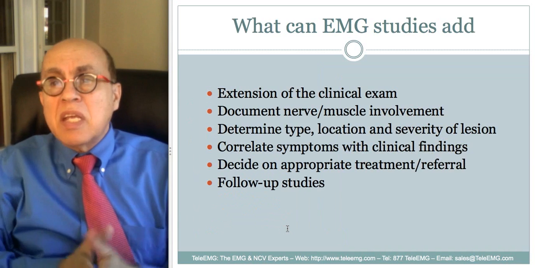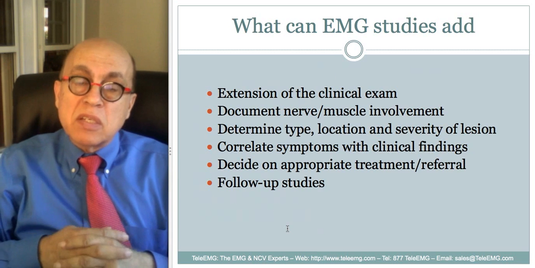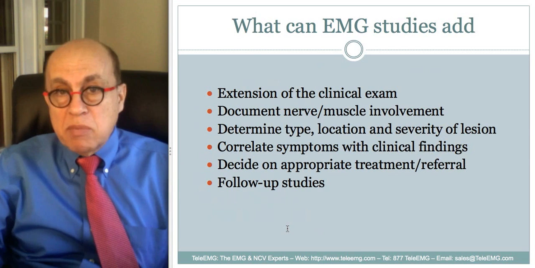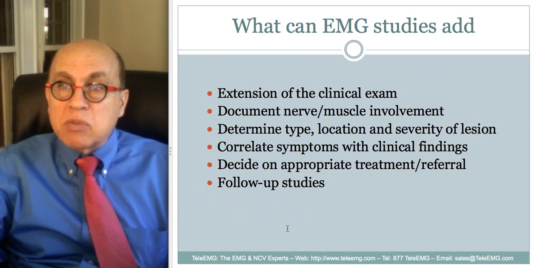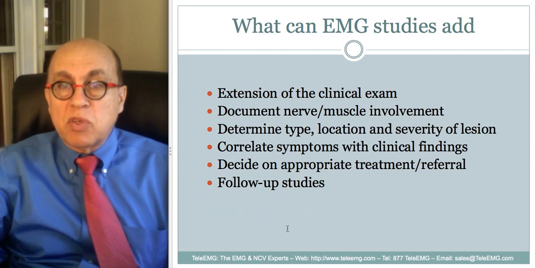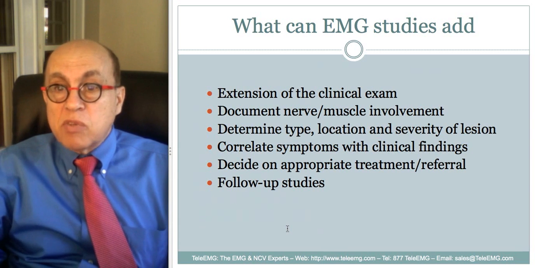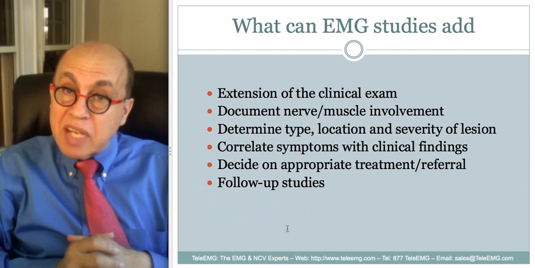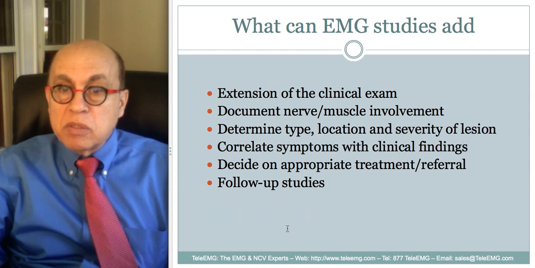Now, what can an EMG study add to your practice? First of all, it's an extension of the clinical exam. What that means is, if you're examining a patient, you're suspecting something, and you want to find out if it's true or not. So it's an extension of your clinical exam. It shows you that the patient does or does not have it, and in this case, you need to look for something else. If the patient does have what you're suspecting they have, this test is used to document the nerve or muscle involvement, determine the type, the location, and how severe it is.